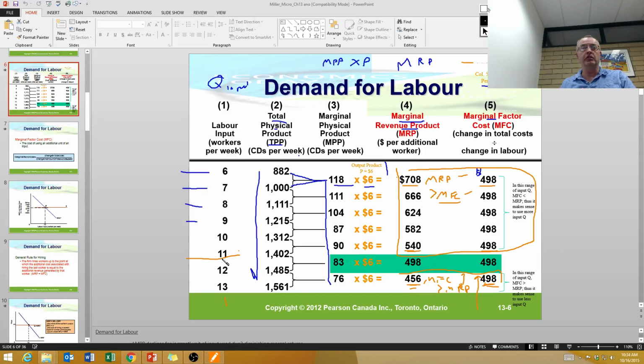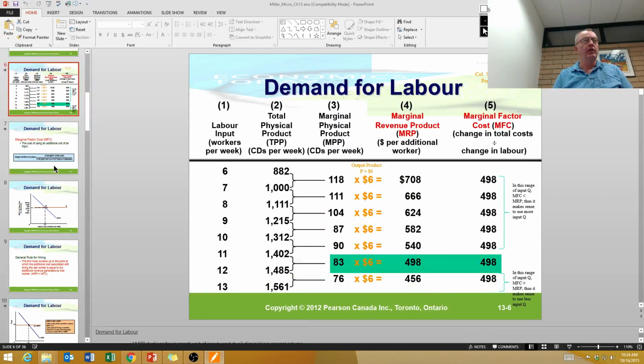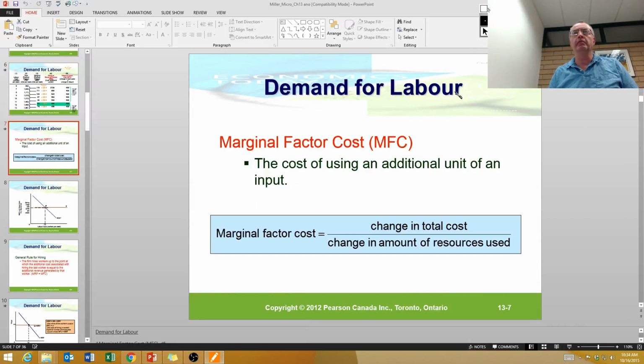And that pushes us to this equilibrium point where the optimal quantity of input we should hire is the point where marginal revenue product equals marginal factor cost. In this example, it's $498 per week. Okay, so our marginal factor cost, as we just mentioned, is the wage rate. In this example, using labor, the wage rate per week, and it's $498 per week.